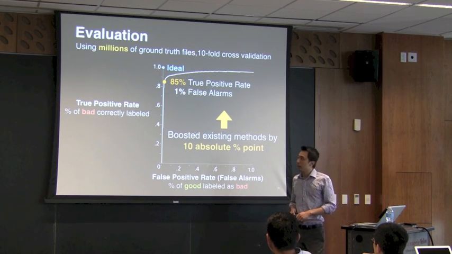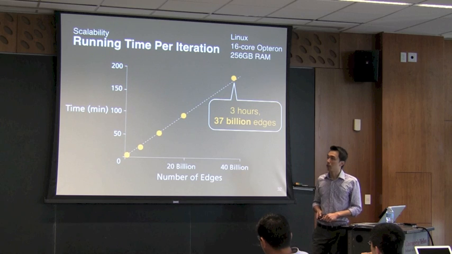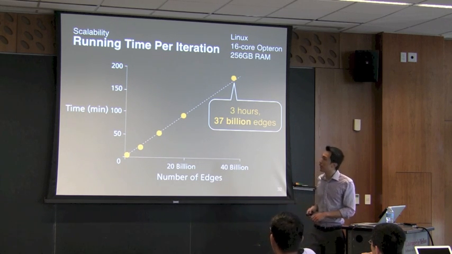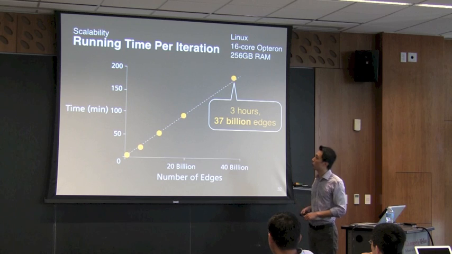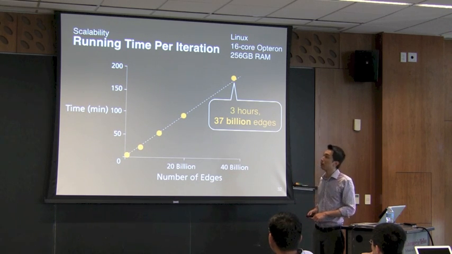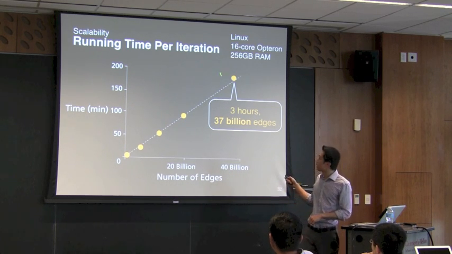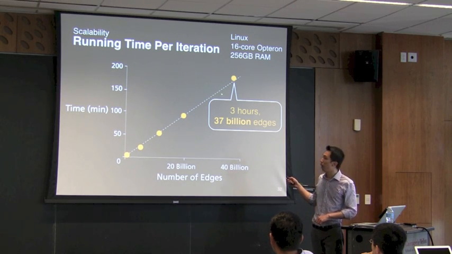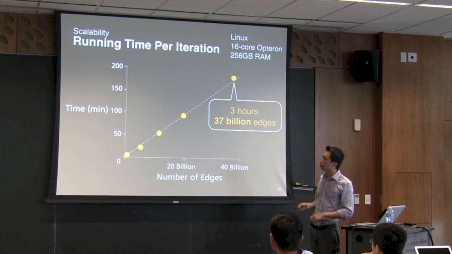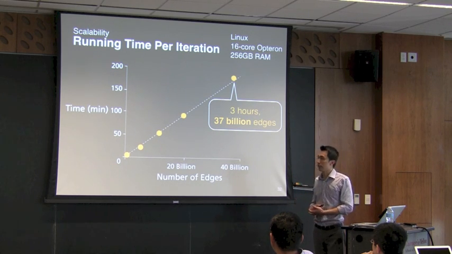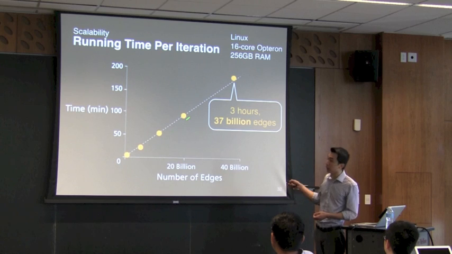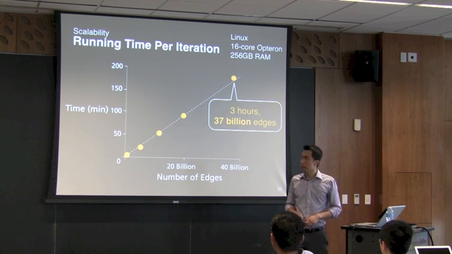And besides looking at the effectiveness, we also look at Polonium's scalability. Running on a single machine, a 16-core machine with 256 gigabytes of RAM, you can see that the running time scales linearly with the number of edges in the graph. So this point is running on the full graph of 37 billion edges. And for the smaller graphs, it's roughly linear running time.